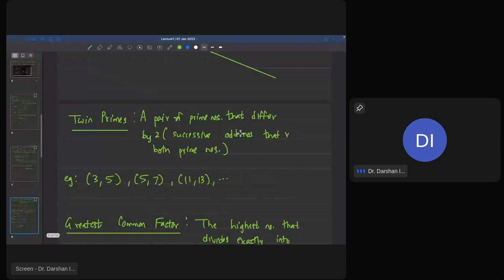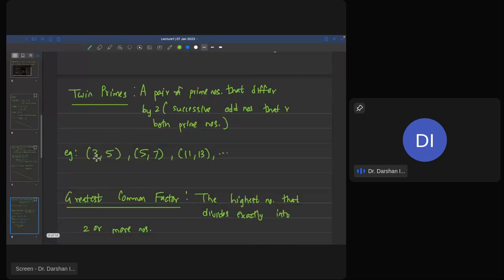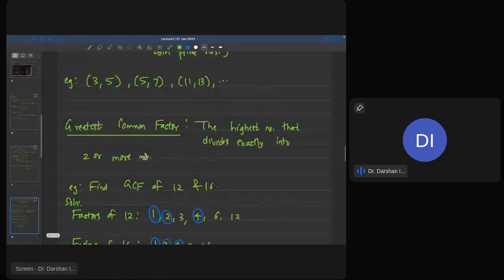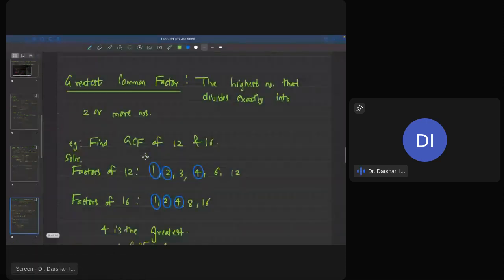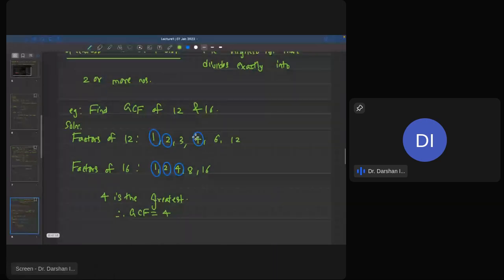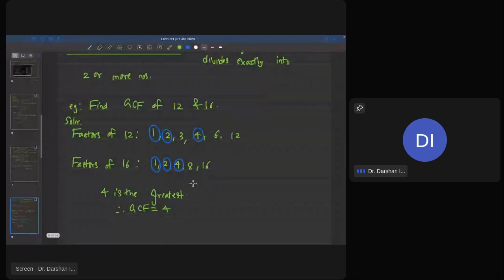Twin primes are a pair of prime numbers that differ by 2, right? 3 and 5, both are prime, differing by 2. 5 and 7. Greatest common factor. How do you do that? Quite easy. It is the highest number that divides exactly two or more numbers. So if I want to find the GCF of 12 and 16, I find the factors of 12 and the factors of 16. Found? Then which is the highest common factor? 4 here, 4 here. So 4 is the highest. 1 and 2 are also there, but 4 is greater than that.